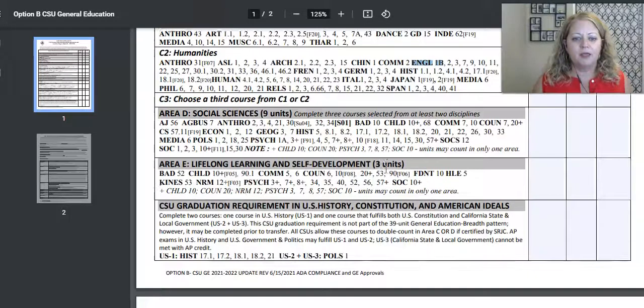Okay. Area D is also 9 units. You need 3 classes in this section from 2 different disciplines.